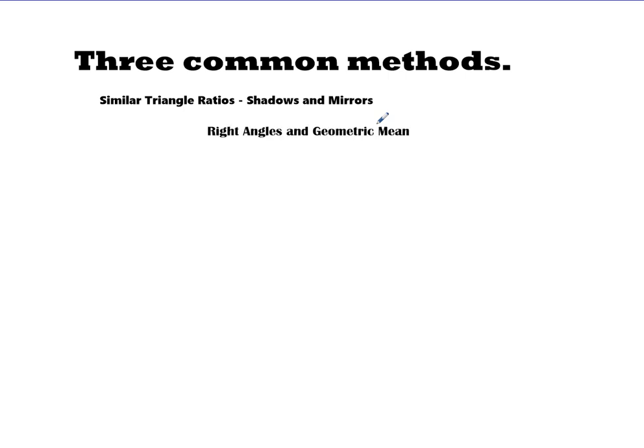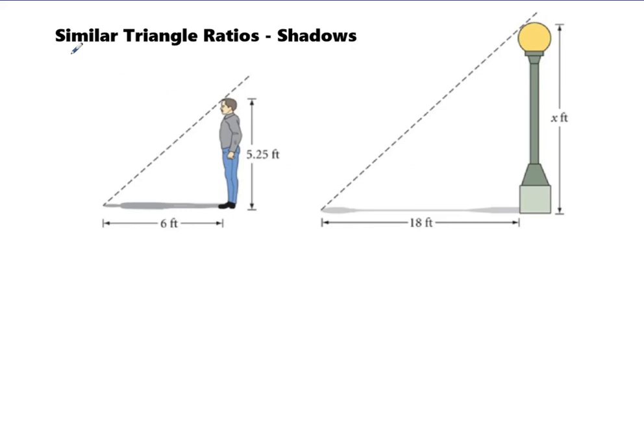So another method is right angles and geometric mean. And then another method is clinometers and trigonometry. A lot of people argue that this one is the most accurate, but that's okay. Let's see what we have here. This first example is from similar triangle ratio shadows.